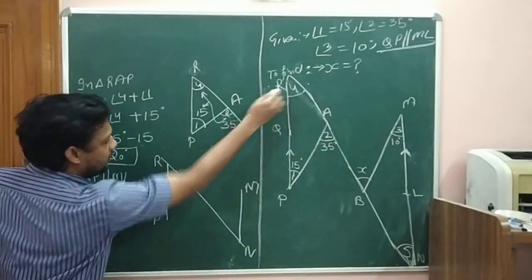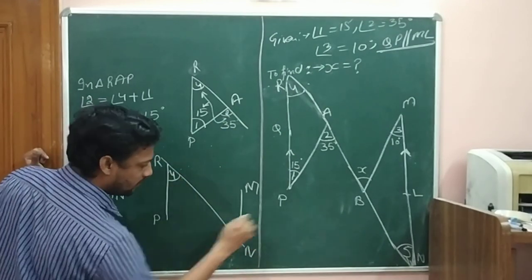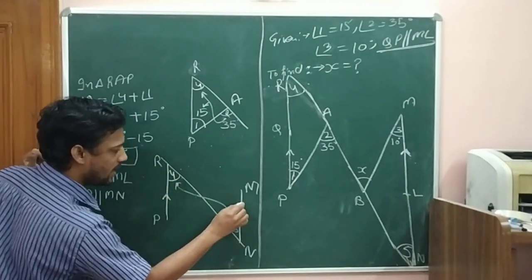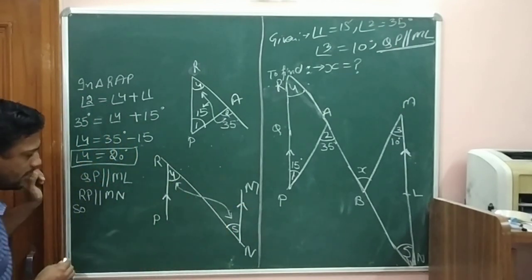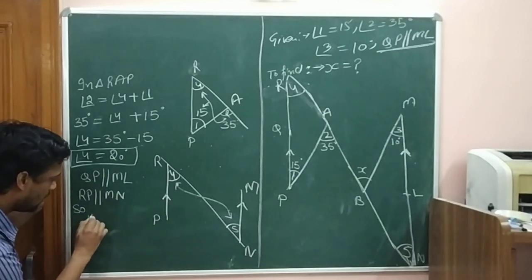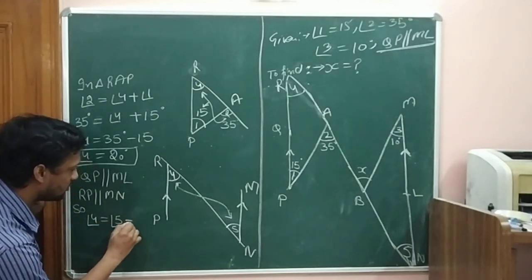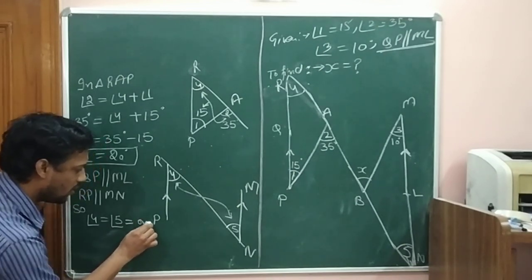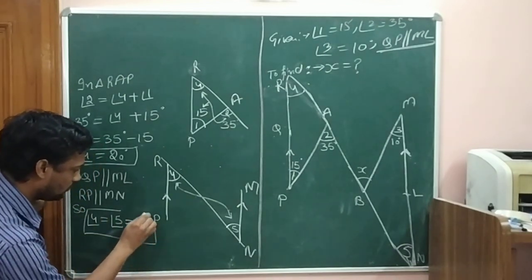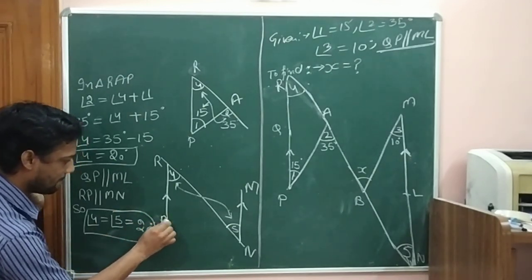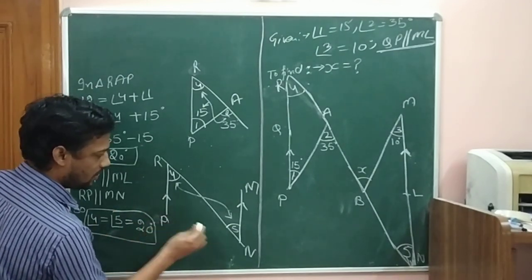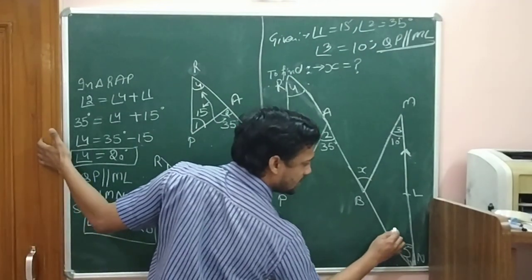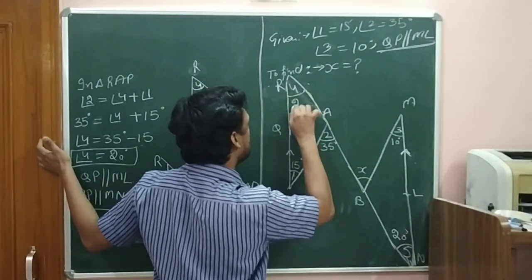Therefore, there is angle 4 and there is angle 5. Both angles are equal to each other. The reason: RP line is parallel to MN line and both are alternate interior angles. So angle 4 equals angle 5. What is angle 4? 20 degree. So angle 5 is also equal to 20 degree. Now this angle also comes to 20 degree.